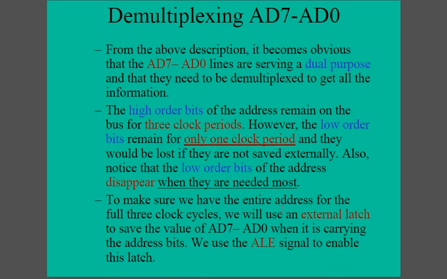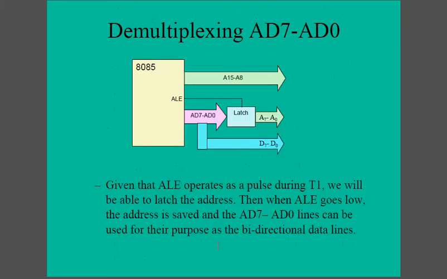To make sure we have the entire address for the full 3 clock cycles, we will use an external latch to save the value of AD0 until AD7 when it is carrying the address bits. We use the ALE signal to enable it. As you can see here, they enable the ALE signal to store the AD0 to AD7 data here, and after that it can be used as the data bus. That is the function of the latch.